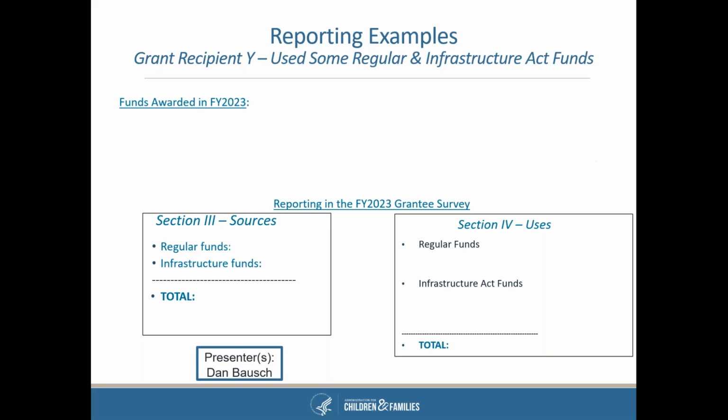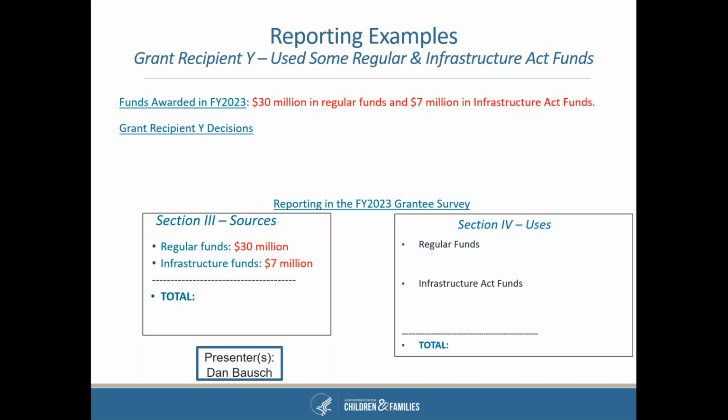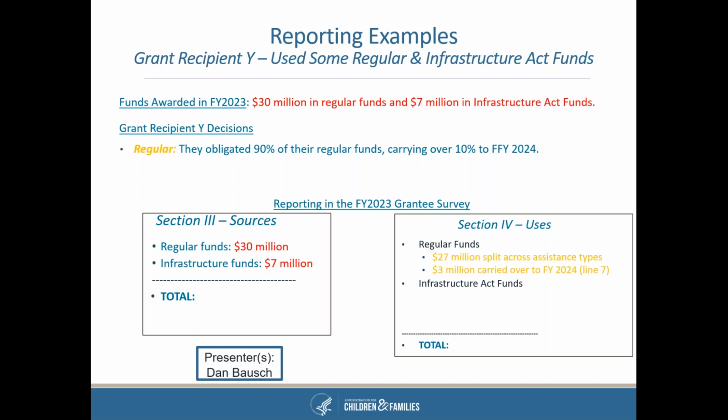Here's a second example. This is grant recipient Y. They received 30 million in regular funds and 7 million in the infrastructure funds for LIHEAP. So again, Section 3, we would put 30 as their non-supplemental funding award and 7 million as their Infrastructure Act award for federal fiscal year 2023. For regular funds, this grant recipient obligated 90%, but they elected to carry over 10% to 2024.